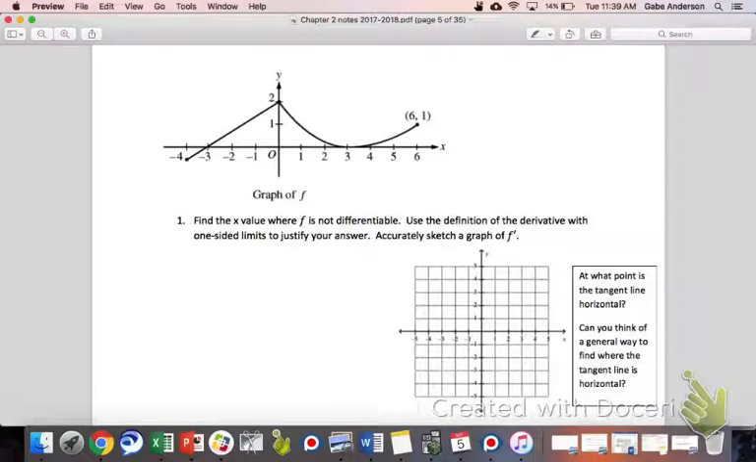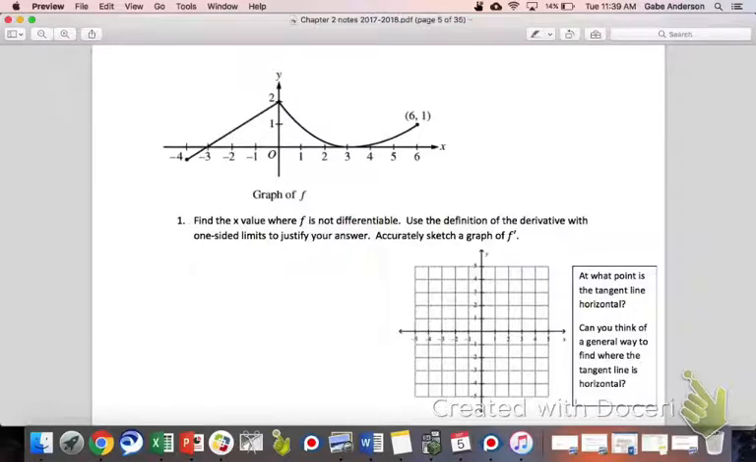All right, so in this example, if you've jumped ahead in your notes a little bit, we've got a graph of f. Maybe notice a few interesting things about it. In number 1, the question says, find the x value where f is not differentiable. Use the definition of the derivative with one-sided limits to justify your answer.